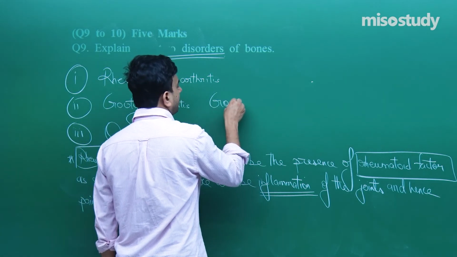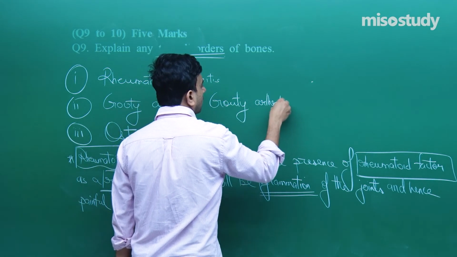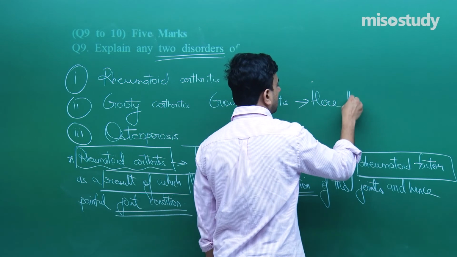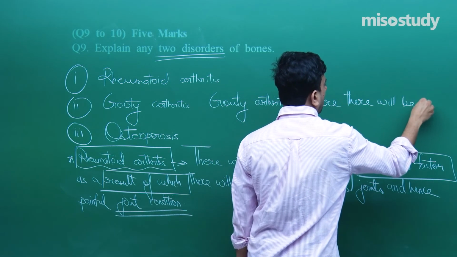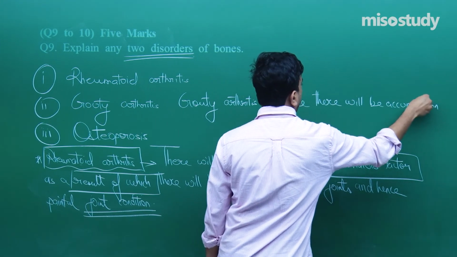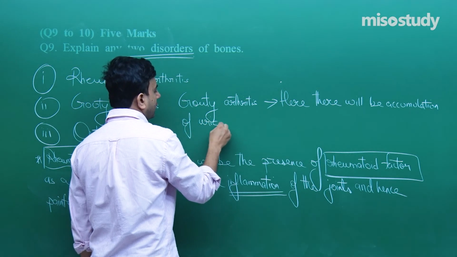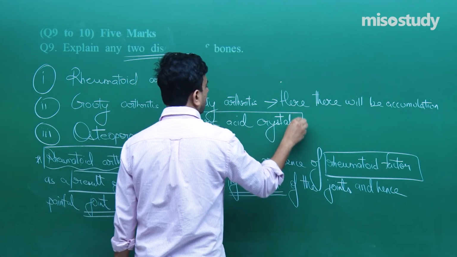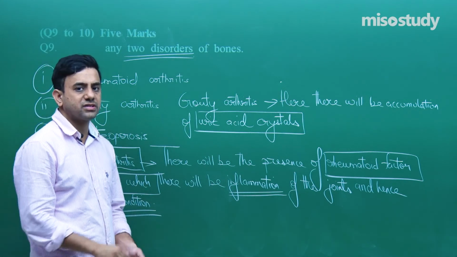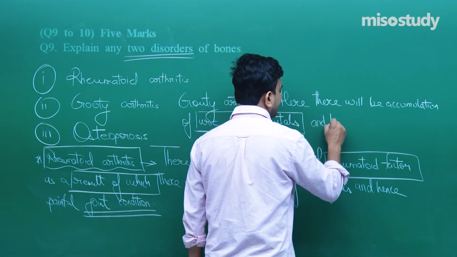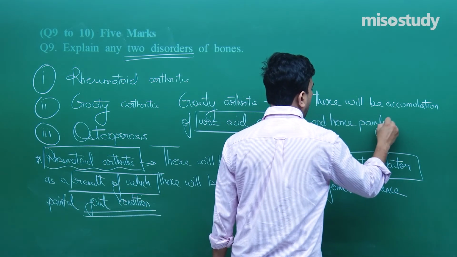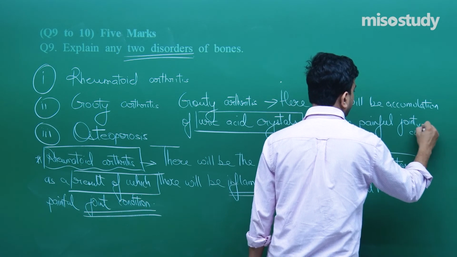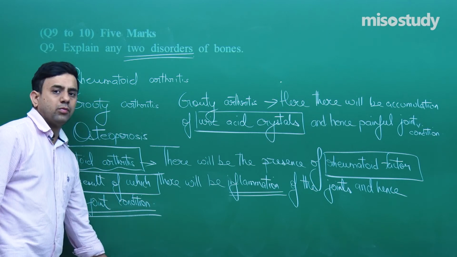Talking about gouty arthritis, here there will be accumulation of uric acid crystals, and hence a painful joint condition. We move on to the next question.